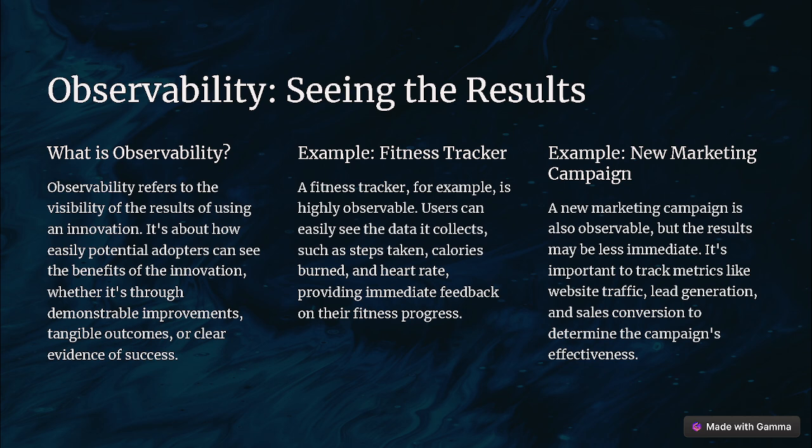Observability. Observability refers to how visible the results of using the innovation are. When people can clearly see the benefits, adoption becomes more likely, easier than before. For example, fitness trackers show immediate results like steps, calories, and heart rate. And also marketing campaigns need more time, but their results can be tracked through data like leads or website traffic.